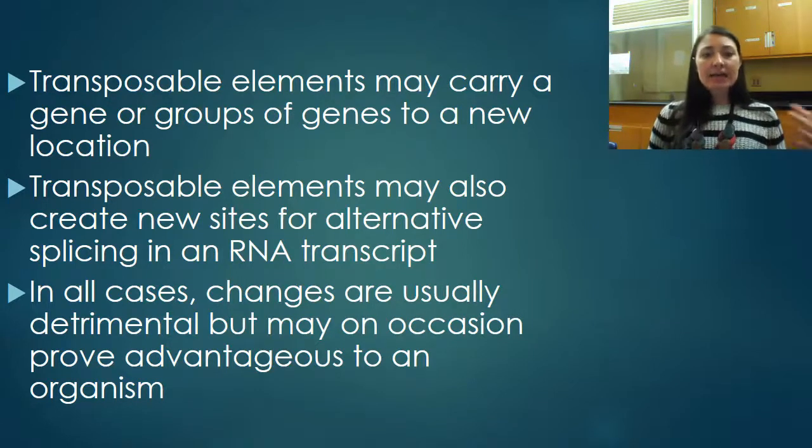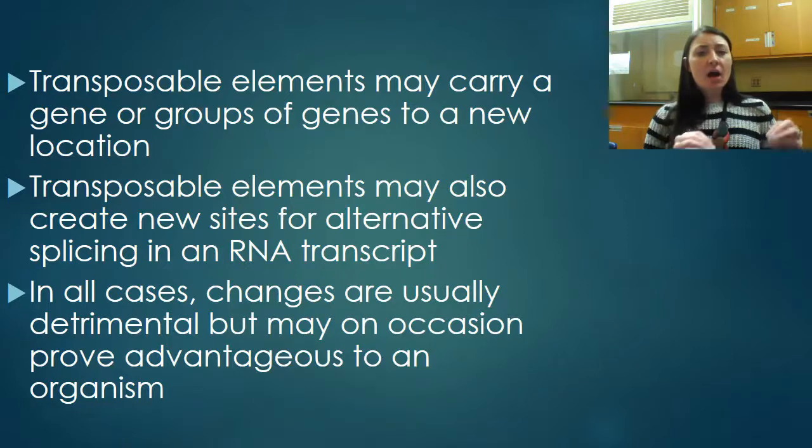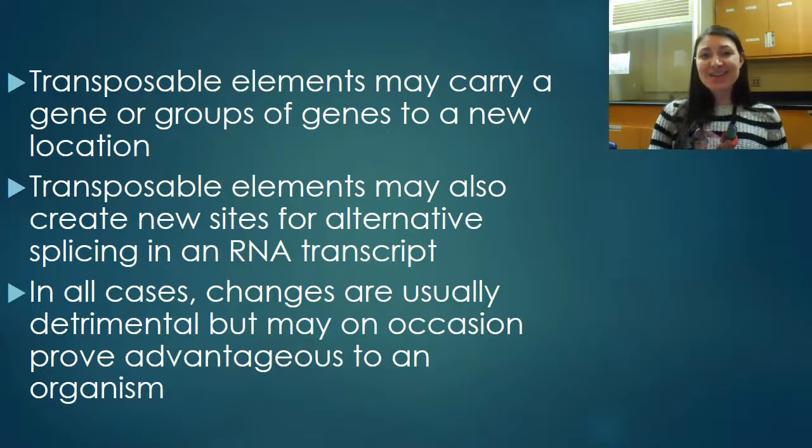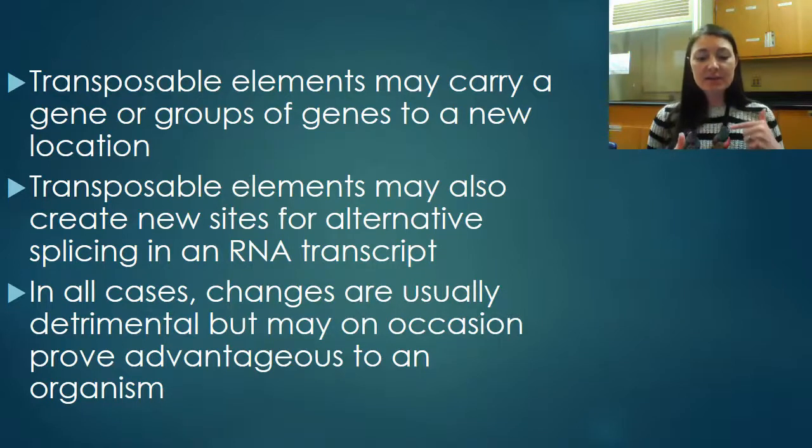And in all cases, these changes that are caused by transposable elements are typically detrimental to the organism, but every now and then they can prove advantageous to the organism. So they can be selected for in a particular organism in a particular environment. And so getting an accumulation of those advantageous traits gives rise to new species as well.